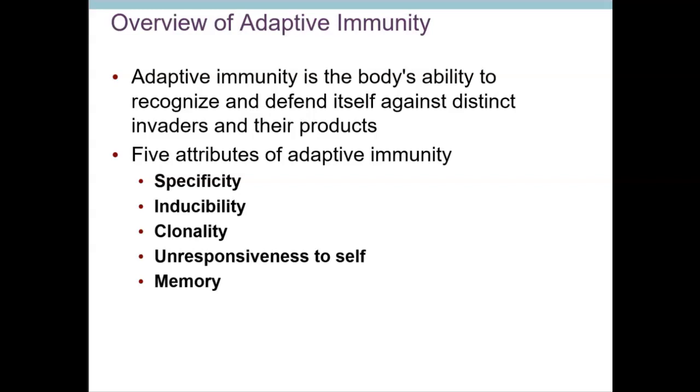Another really important thing of adaptive immunity is that you do not want your immune system to respond to things that are part of your normal body. So we want our adaptive immunity to be unresponsive to self. If that's a part of normal stuff that your body makes, you don't want to have an immune response against it. And the other important thing about adaptive immunity is memory.